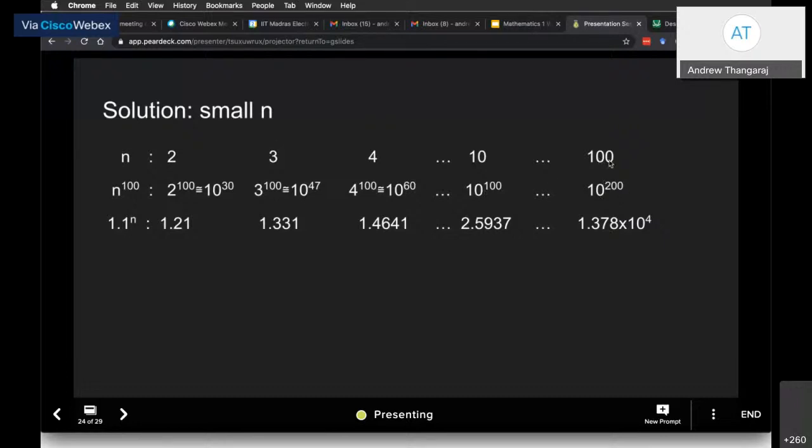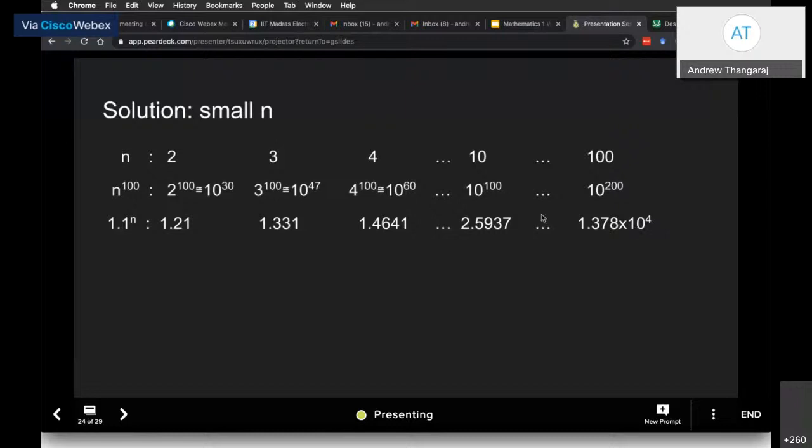So it's 100 power 100. What is 100? 100 is 10 squared. So it is 10 power 200. Okay, so look at the number. It's 1 followed by 200 zeros. 1.1 power n, even when n is 100, is only something like 1 followed by 4 zeros, right?